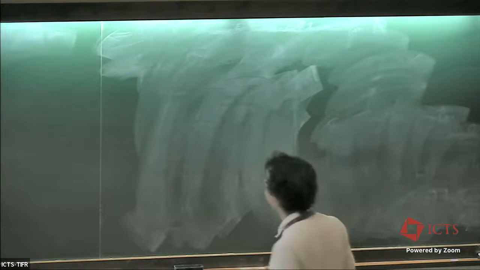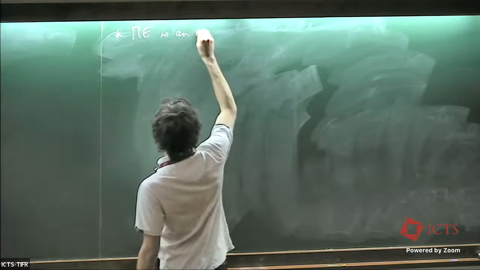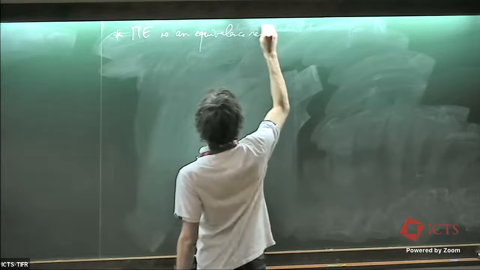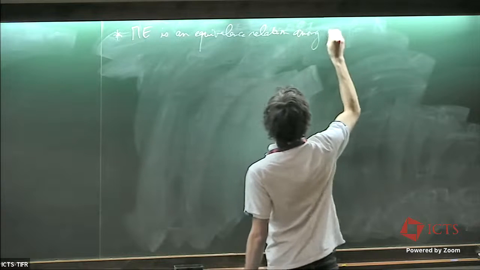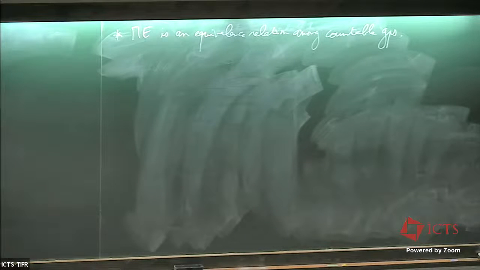Maybe one thing I should mention, which is not obvious from the definition, is that measure equivalence is indeed an equivalence relation among countable groups. It's clear that every group is measure equivalent to itself, just by taking the left-right multiplication on itself. It's also clear that if gamma and lambda are measure equivalent, then lambda and gamma are measure equivalent. For this you use that gamma cross lambda is isomorphic to lambda cross gamma.